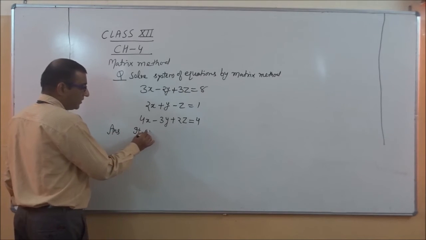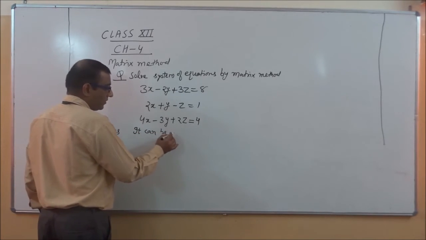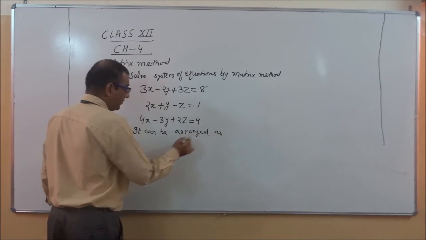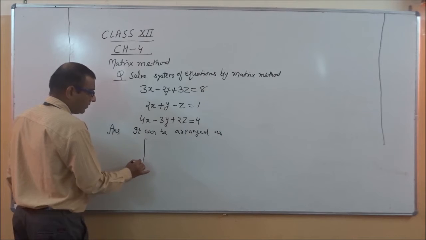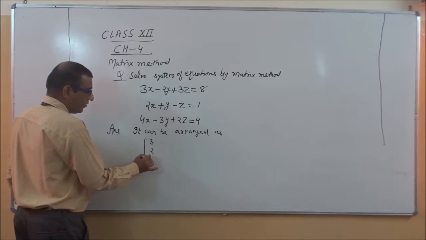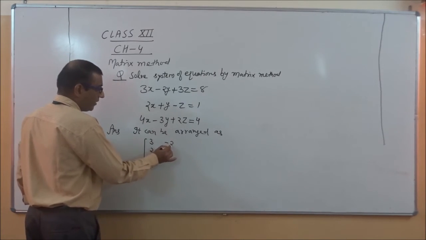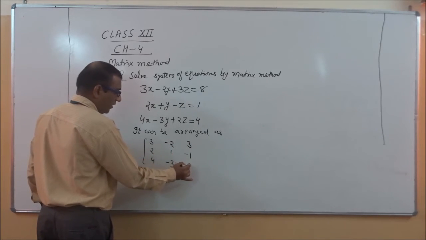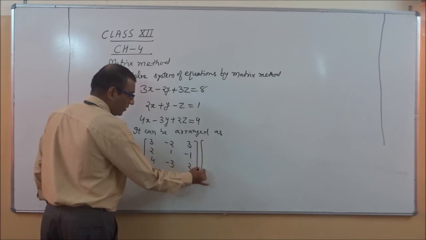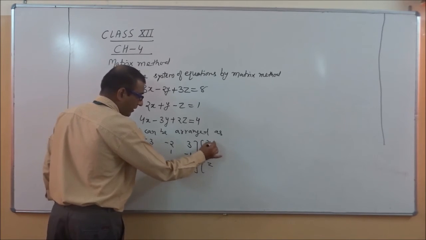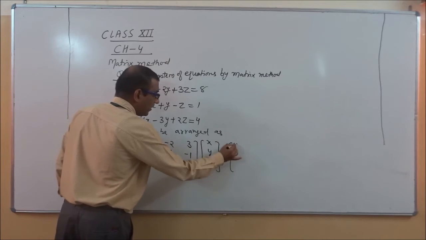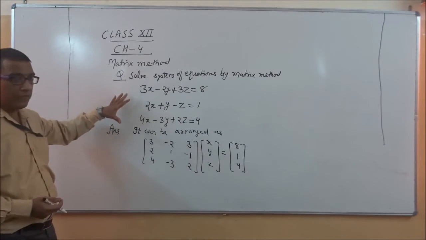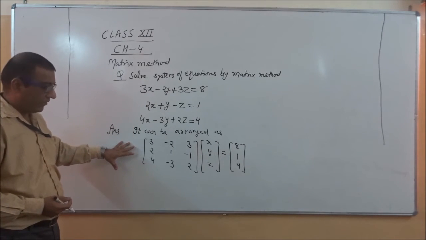It can be arranged as 3, 2, 4, minus 2, 1, minus 3, minus 3, minus 1, 2, x, y, z, 8, 1 and 4. We can say the given system of equations can be written or arranged in this way.